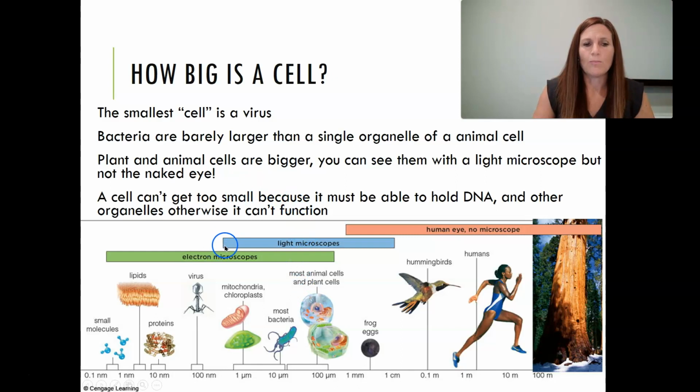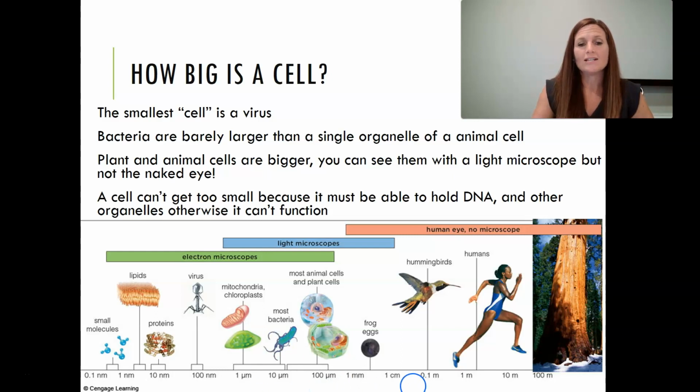The light microscope and its resolution is up here in blue. The human eye, or no microscope, its resolution is in this salmon color. So you can see that right here at the end of human eye resolution is where we find the cell. Humans cannot see a cell unaided unless it's a very, very large cell. And animals make really, really large cells as their eggs, egg cells.